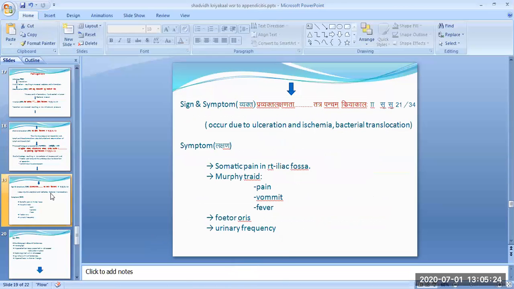Signs and symptoms mean the correct localization of the disease, due to ulceration and ischemia.